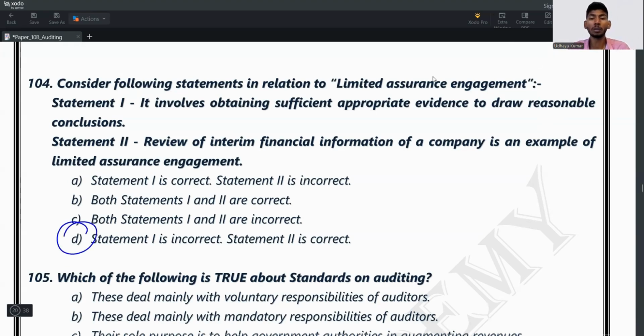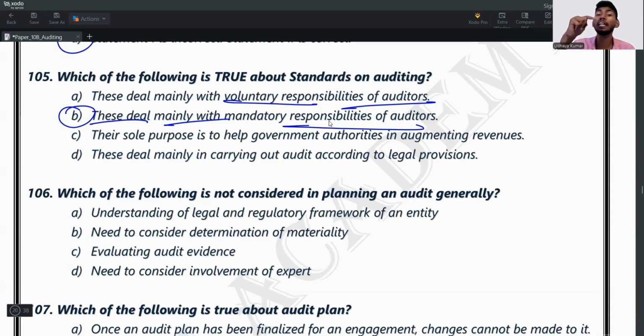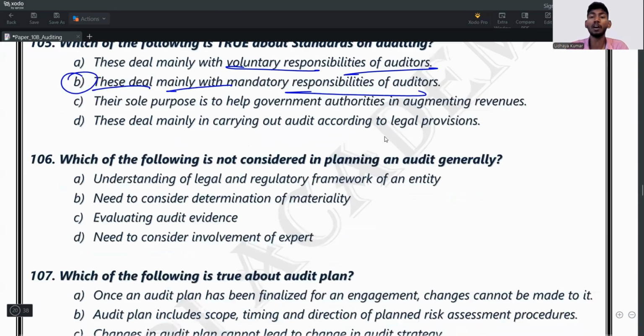Okay. So moving to question number 105. Which of the following is true about standards on auditing? These deal mainly with voluntary responsibility of auditors. No. These deal mainly with mandatory responsibility of auditors. Okay, it's a mandatory responsibility of auditors. Their sole purpose is to help government authorities. No. These deal mainly in carrying out audit according to legal provisions. No. So here option B is the right answer because these deal mainly with mandatory responsibility of auditors.